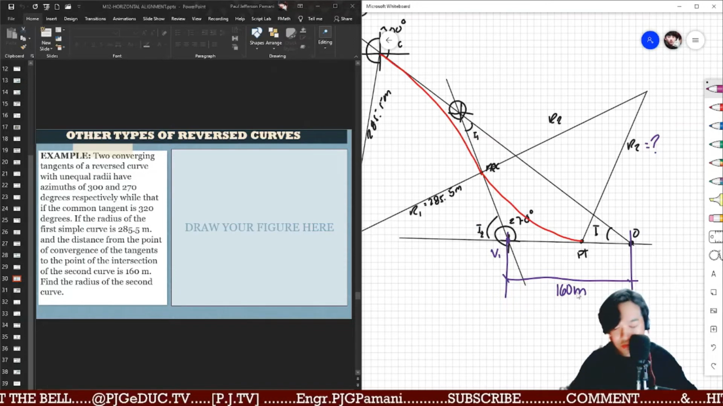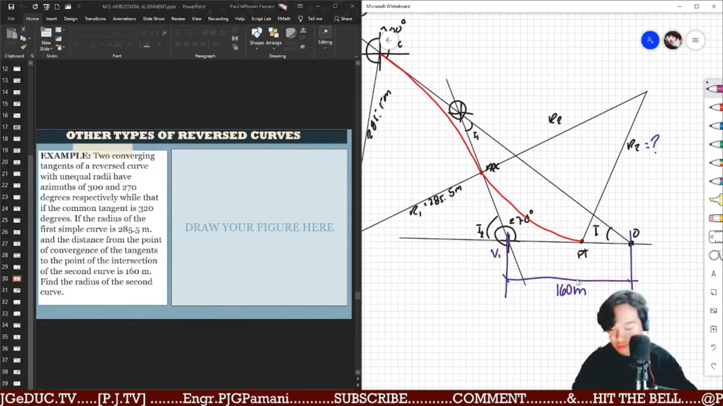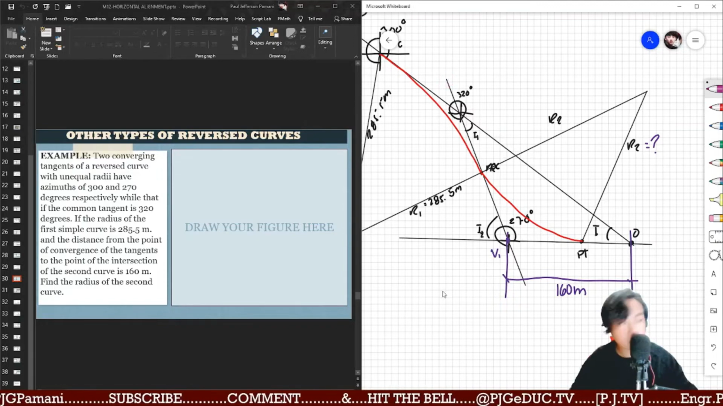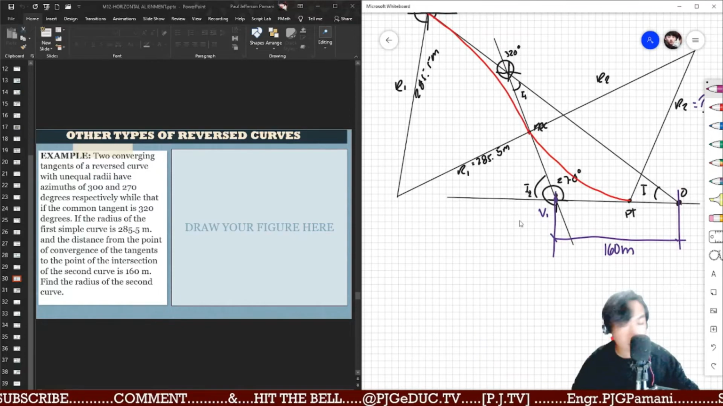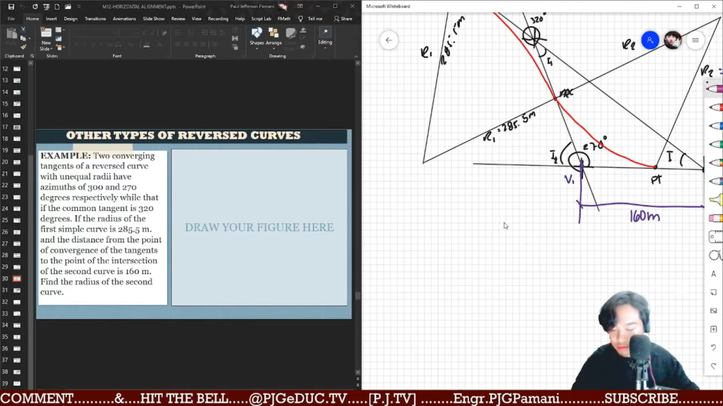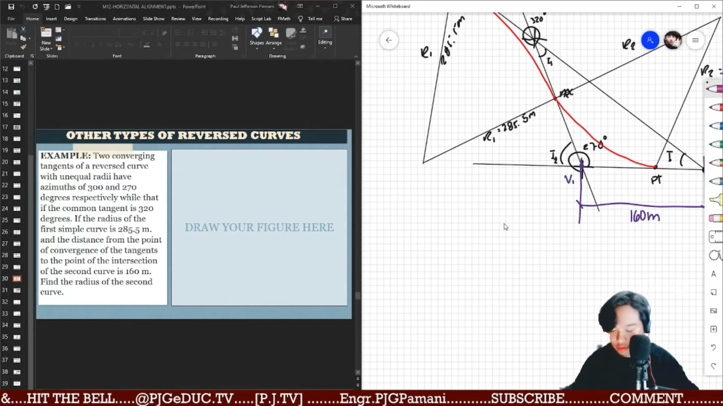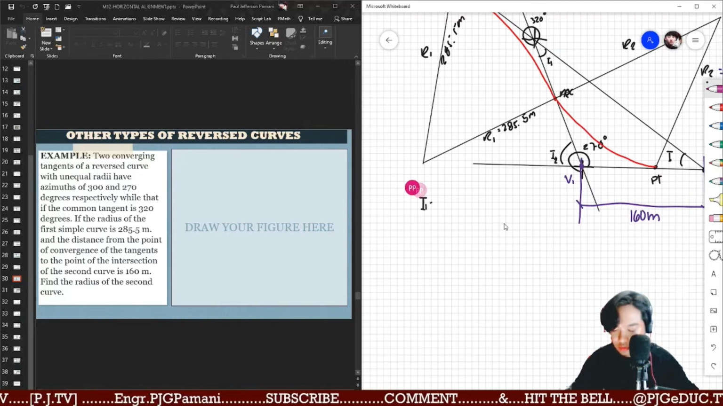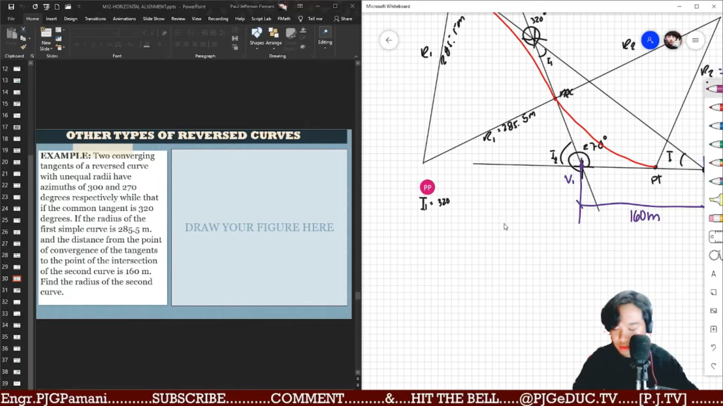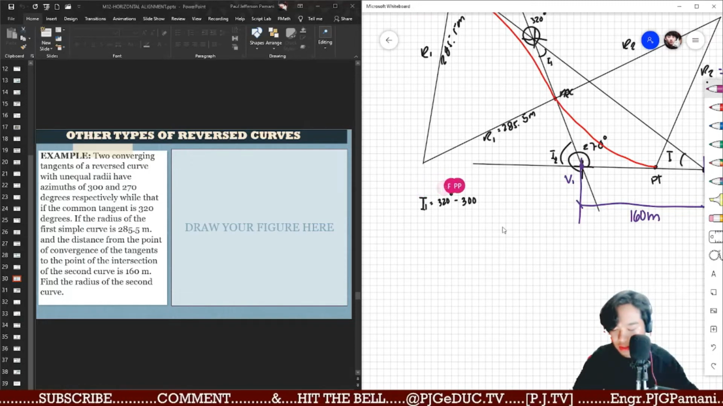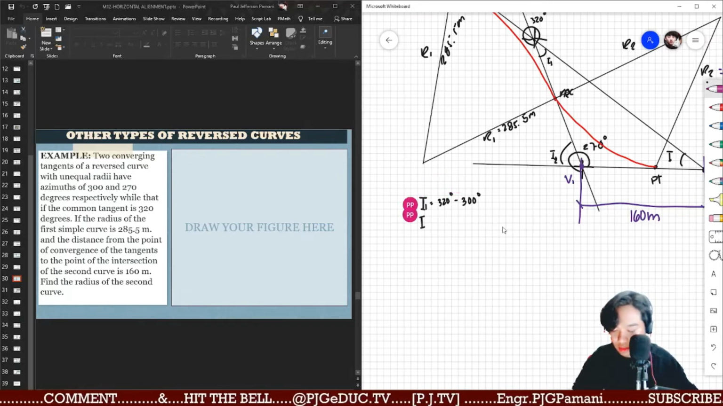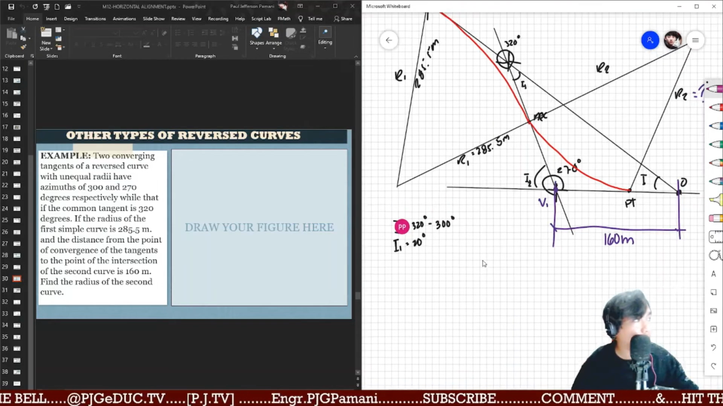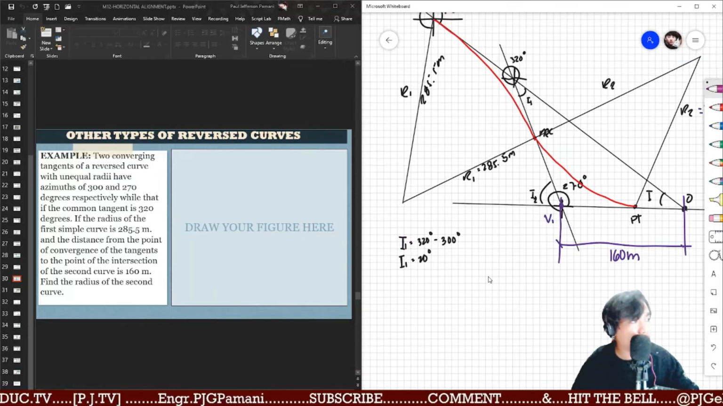The angle of intersection for the first curve, that is 320 degrees and 300. So, paano yan? Angle of intersection for the first curve, I1, simply 320 degrees minus 300 degrees. So, I1 is simply 20 degrees. Sana na-gets nyo yan dun sa figure.